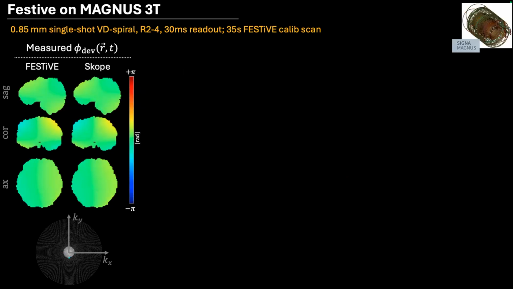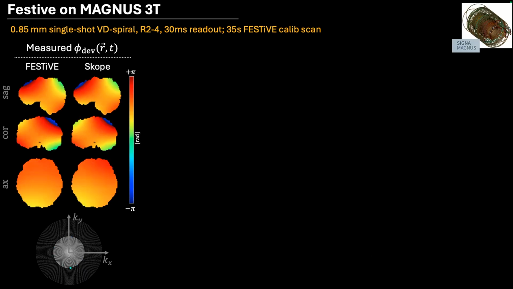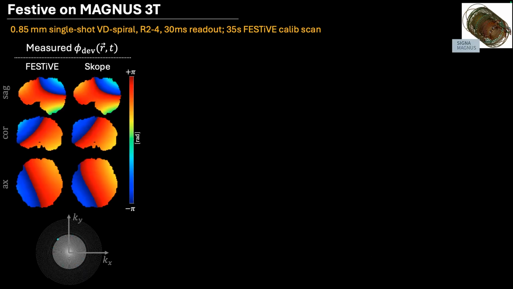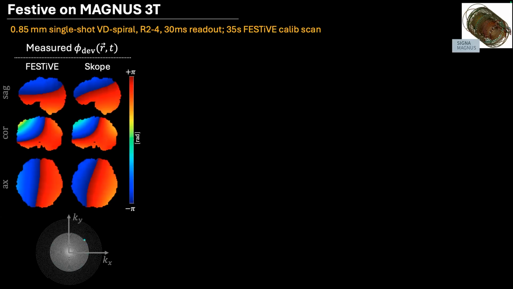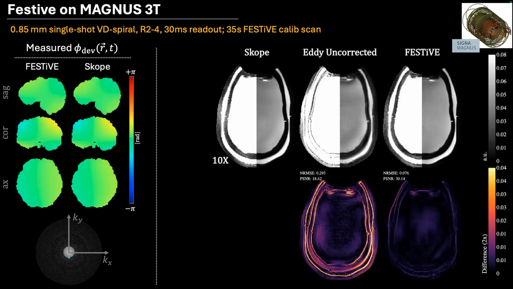So let's look at this for the MAGNETOM scanner. This is a 3T 0.85 millimeter single shot variable density acquisition with a 30 millisecond readout, which can be done quickly. Our FESTIVE calibration of clean and dirty data takes about 35 seconds right now. With some tweaks, we think we can get it down to about 15 seconds. From here, you can see the estimated field pretty much matches that of SCOPE. There's some small variation, but I'll show you the recon and you'll appreciate it.